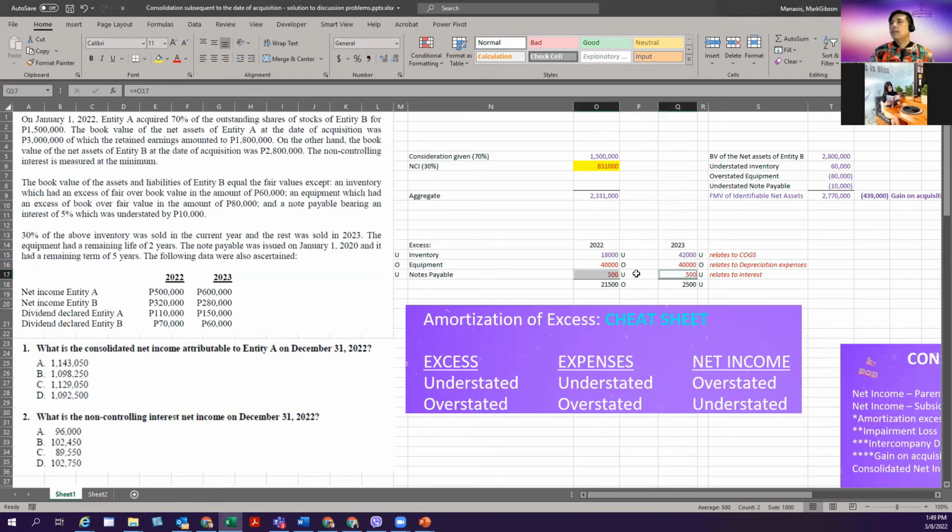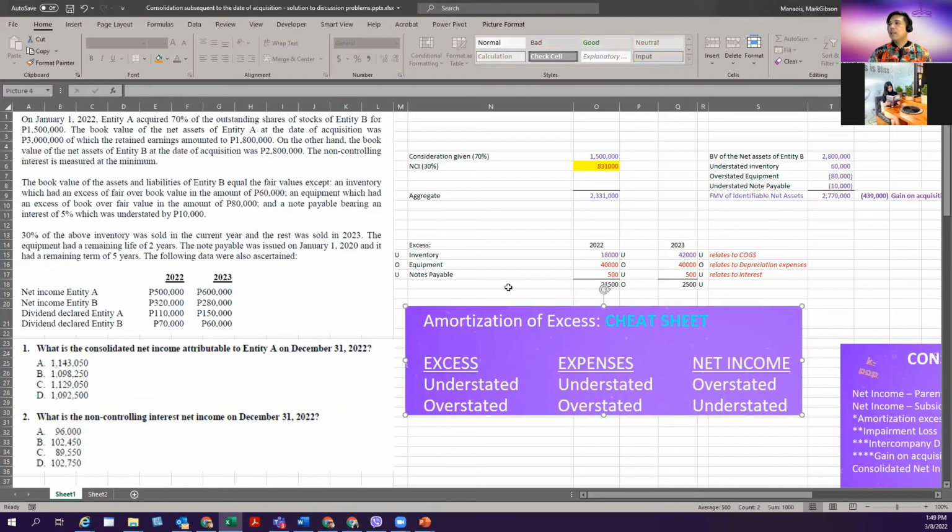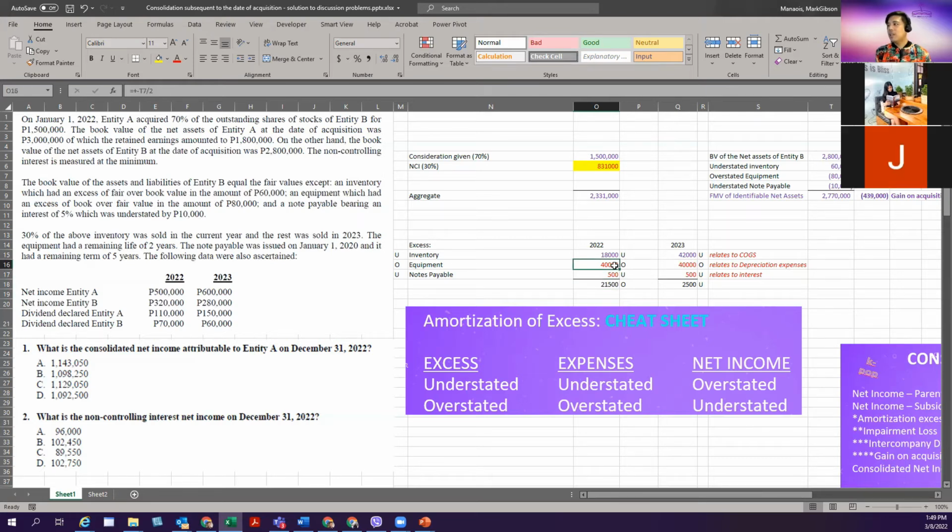O ngayon, meron na tayong analysis for each line. So kunin lang natin yung sum. Kung meron kang 18,000 understatement, meron kang 40,000 overstatement, and then 500 understatement, meron ka in total 21,500 overstated. Paano ko naman nakuha yung 21,500? Meron ka dito 40,000 less 18,000 less 500. So that's 21,500. Puntahan ngayon natin itong 2023.